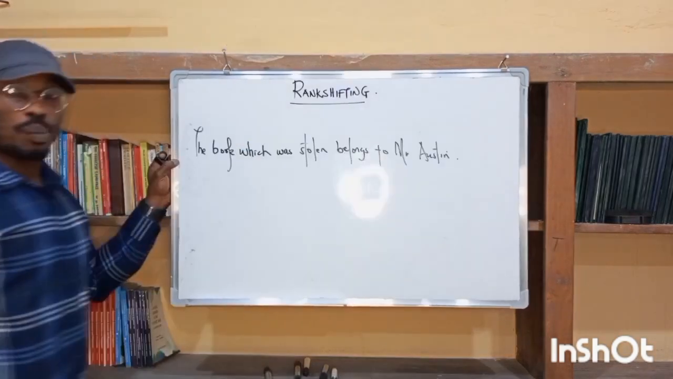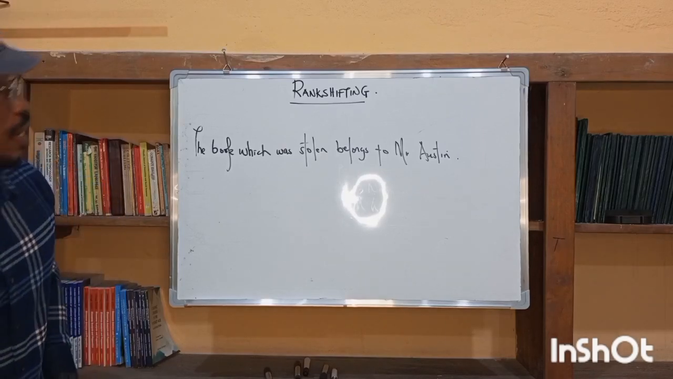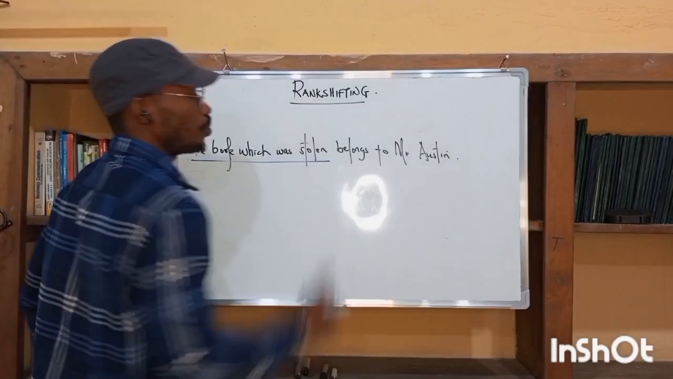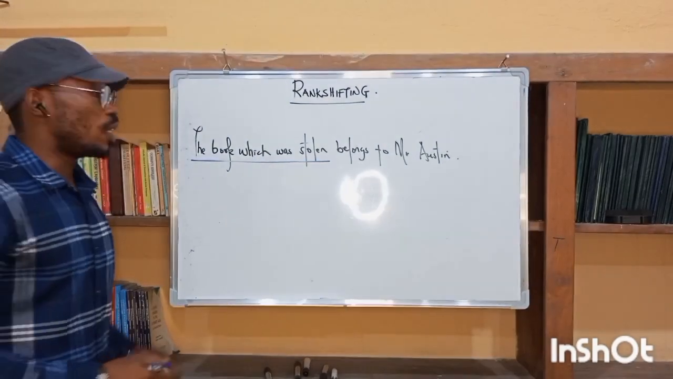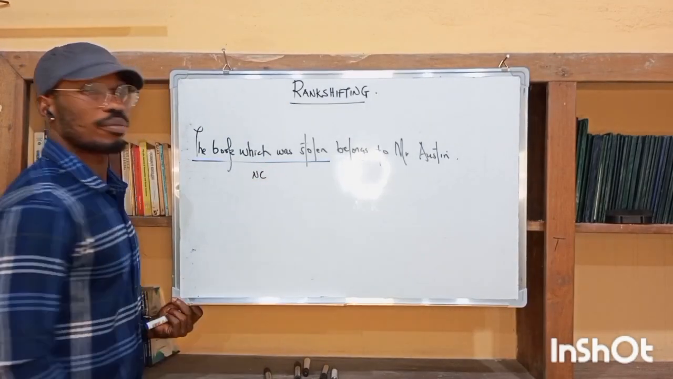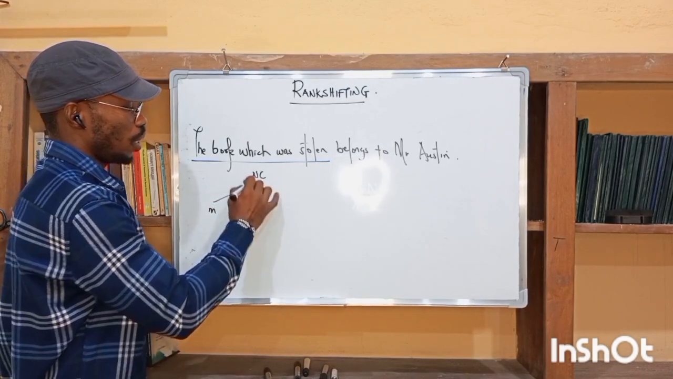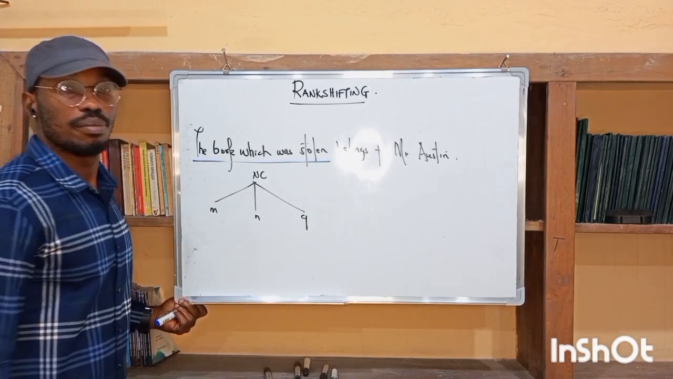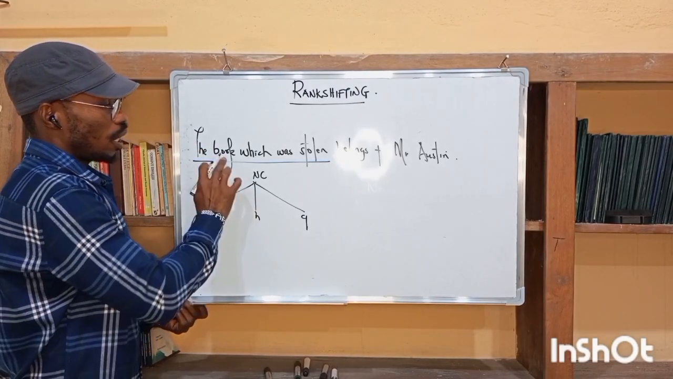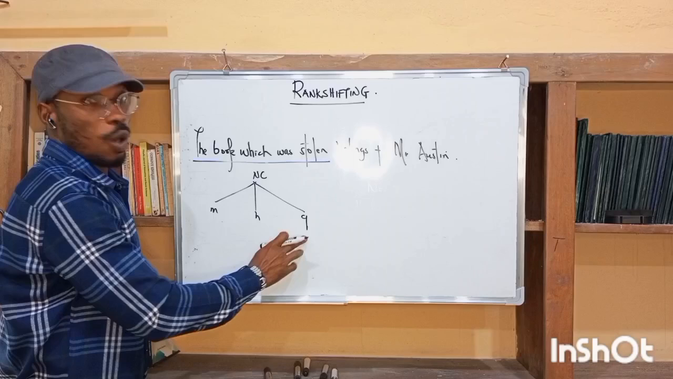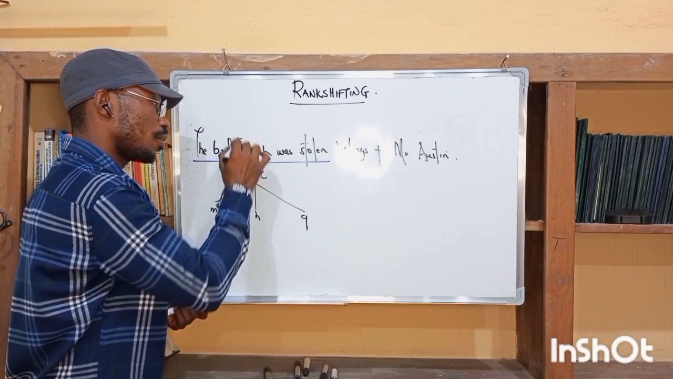Let's check another one. The book which was stolen belongs to Mr. Austin. The subject of the sentence is the book which was stolen. Right. The book which was stolen is a nominal clause. The nominal clause has modifier, head word, and the qualifier item. The modifier item is the, the head word is book, which was stolen is a qualifier item. Observe that which was stolen is a clause.